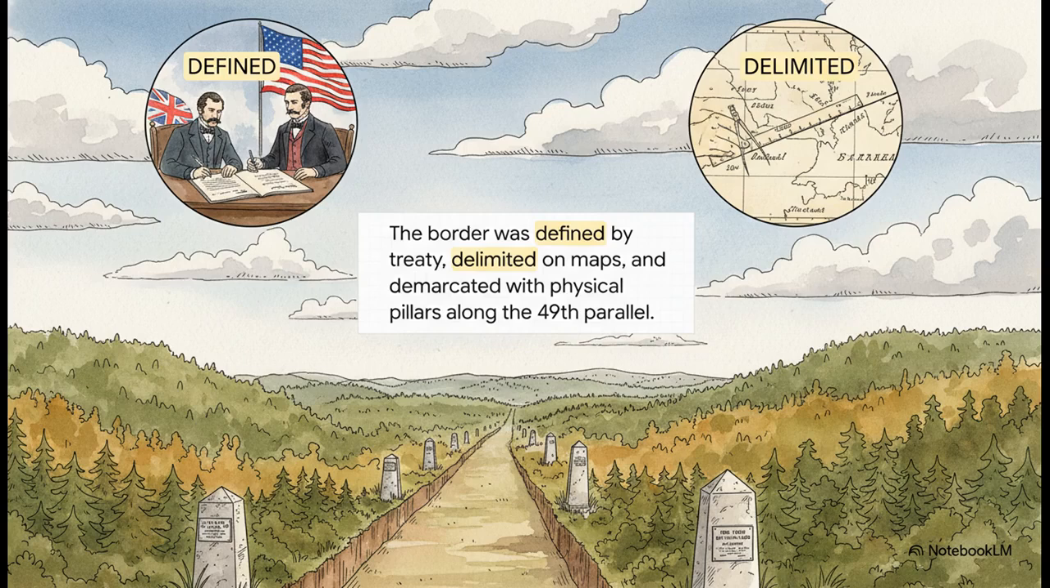And if you want to see this process play out perfectly, just look at the border between the US and Canada. It was first defined in a treaty way back when to follow the 49th parallel. Then it was delimited on countless maps. And yeah, if you were to actually go walk along parts of it, you'd literally see the physical demarcation, these monuments and cleared strips of land stretching for miles, showing you exactly where one country ends and the other begins.